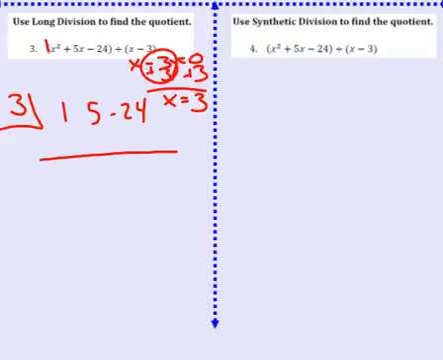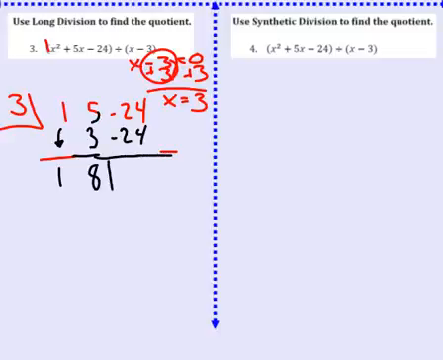How this works is you would drop this 1. 3 times 1 is 3... 3 times 3 is 9. So you do 5 and 9 is 14. Times 3 is a 42. And this would be negative 24 and 42. I screwed up somewhere. Yep. Nope. This is a 1. This is a 3. 3 and 5 make an 8, which makes this a negative 24.